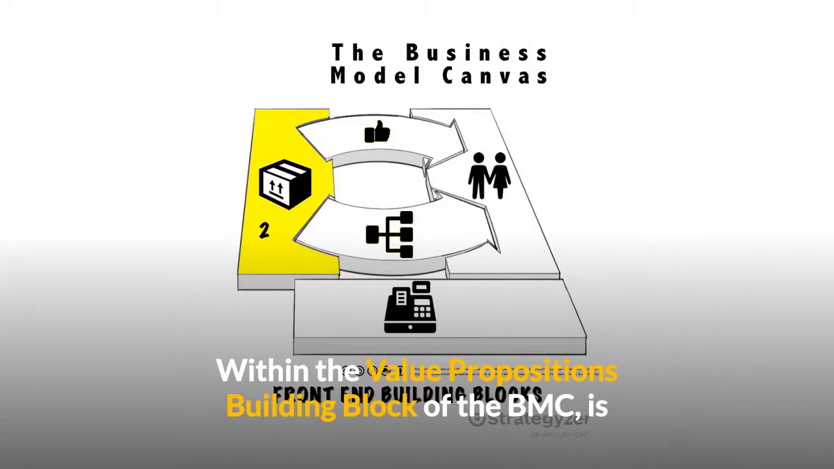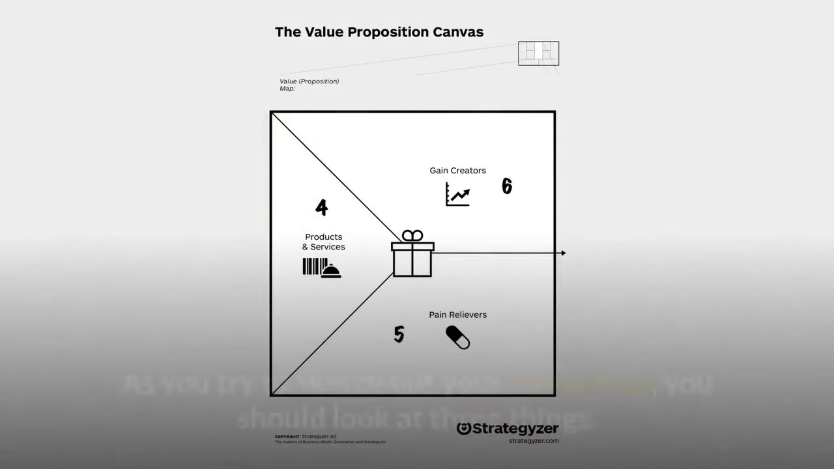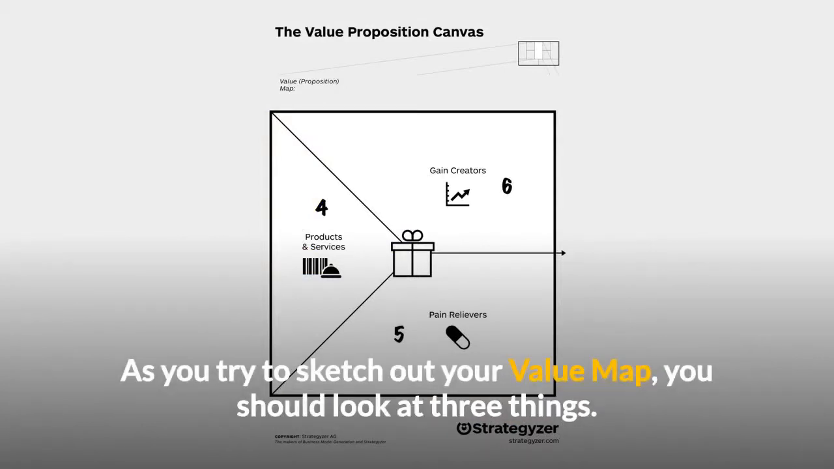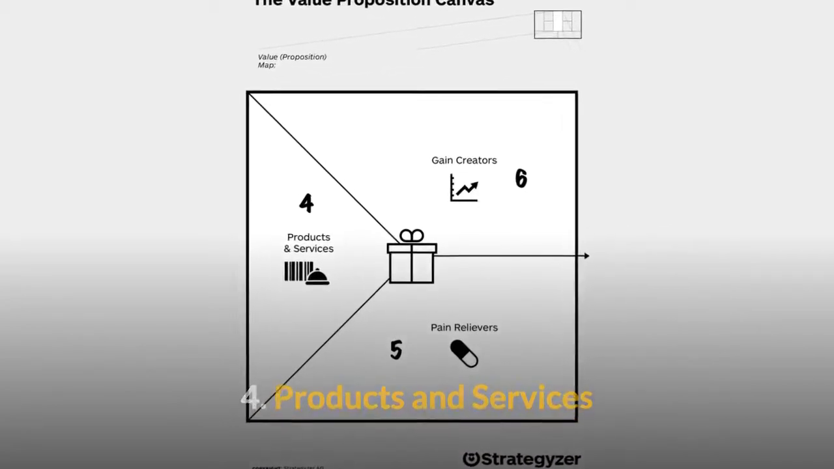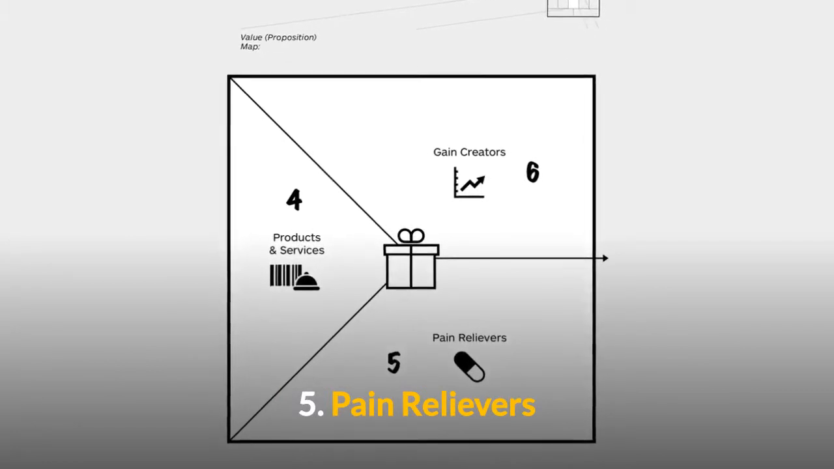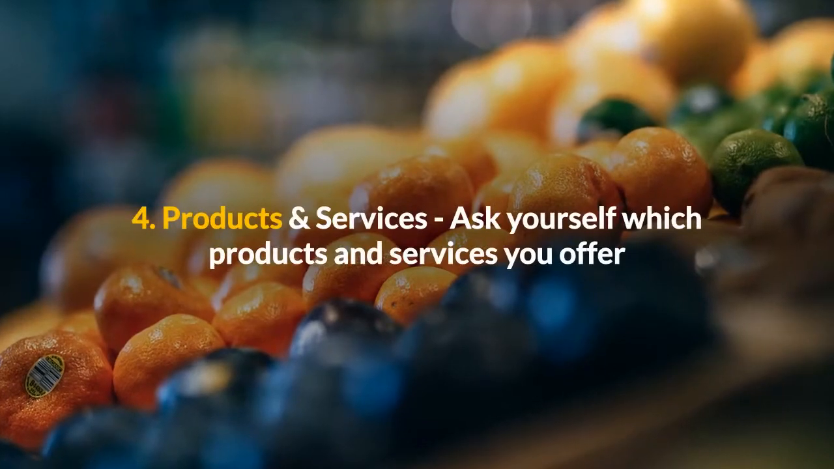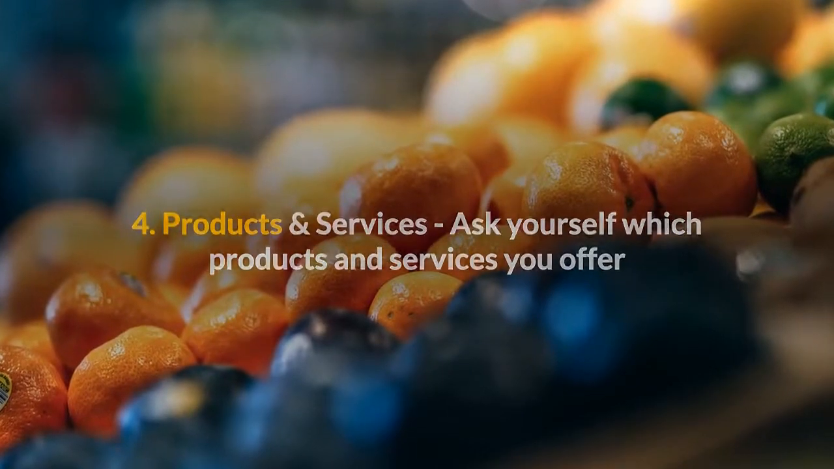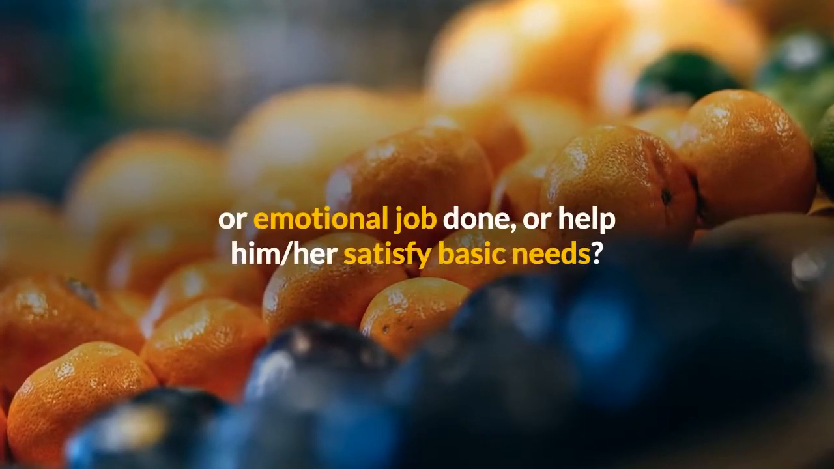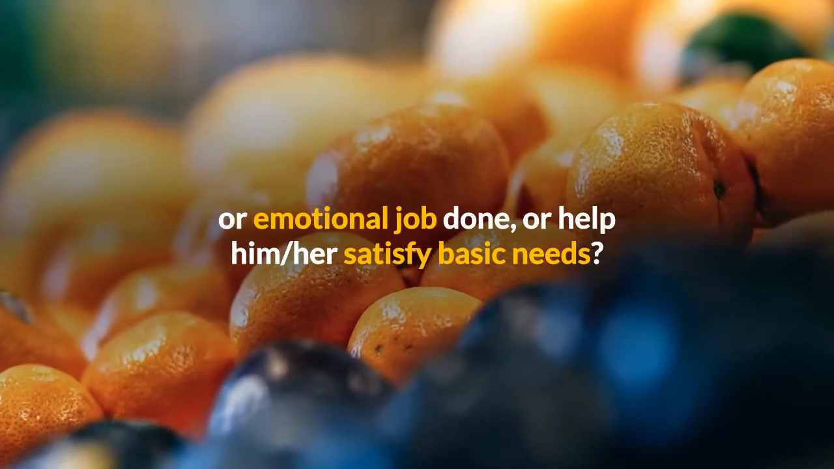Within the value propositions building block of the business model canvas is the value map. And as you try to sketch out your value map, you should look at three things. And they are number 4, products and services, number 5, pain relievers, and number 6, gain creators. So for the first of these, products and services, ask yourself which products and services you offer that help your customer get either a functional, social, or emotional job done, or help him or her satisfy their basic needs.